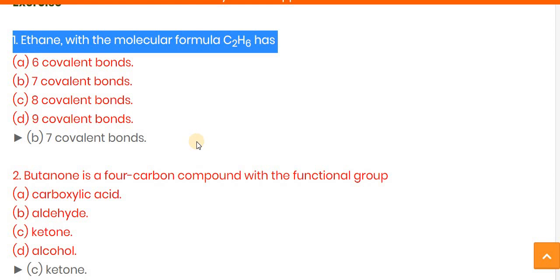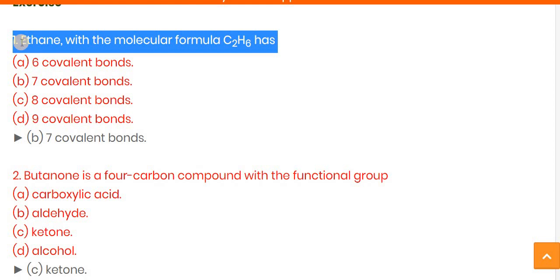Ethane means there are 2 carbons, C bond C, and each carbon has 3 hydrogens. You can count 3 hydrogens on this side with the carbon, and 3 hydrogens with the other carbon. So 3 plus 3 is 6 bonds, and between the 2 carbon atoms, 1 bond is there. So the total covalent bonds is 7. So the answer is B.